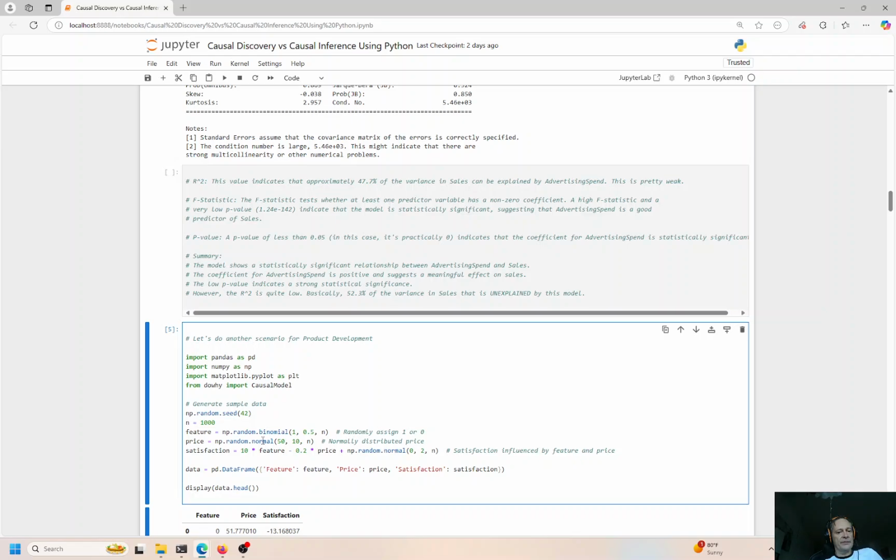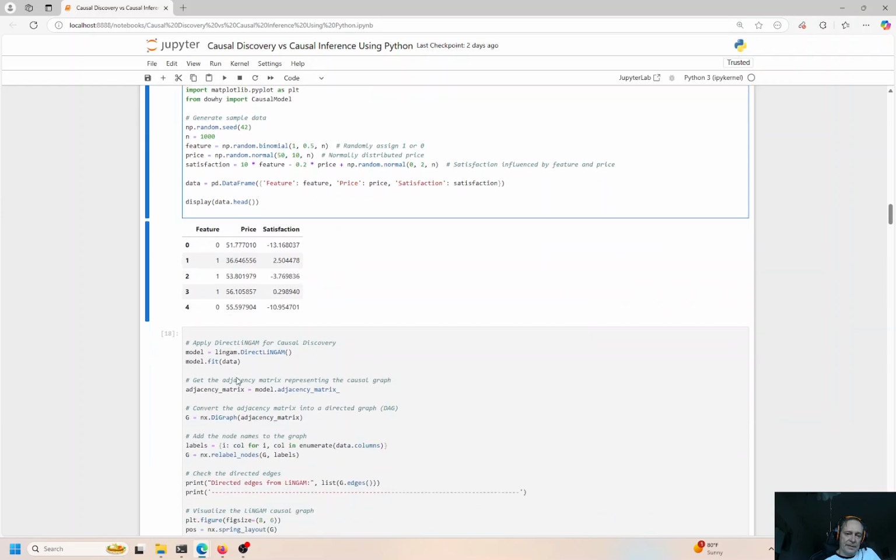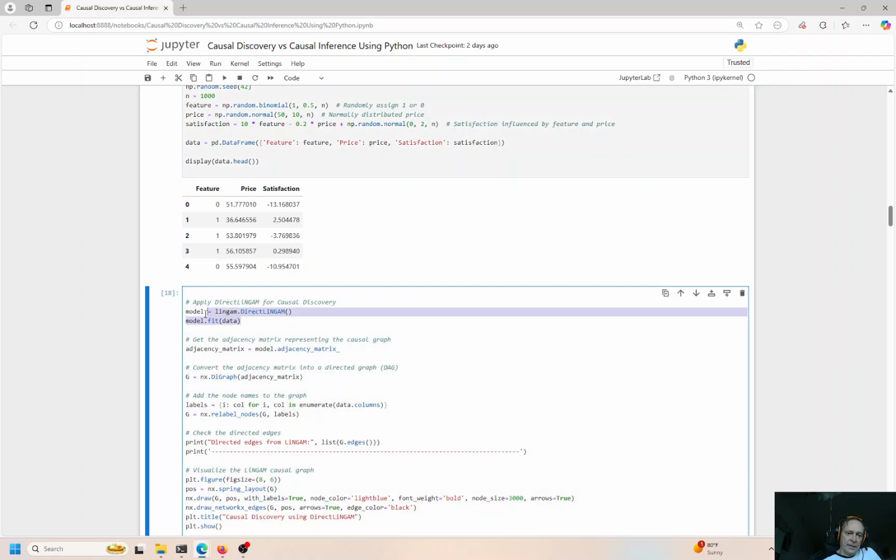Similar to before, we're creating the data frame. Slightly different scenario now. We have features, price, and satisfaction. Again, we're fitting the model. We're not specifying what the inputs and the outputs are. We're just telling the model, look at all the data and tell me if there is a relationship between the data. Because remember, causal discovery is discovering if indeed there is a relationship or if there is no relationship. That's what we have to determine. And if there is, we can proceed with the causal inference, which tells us what that relationship is.